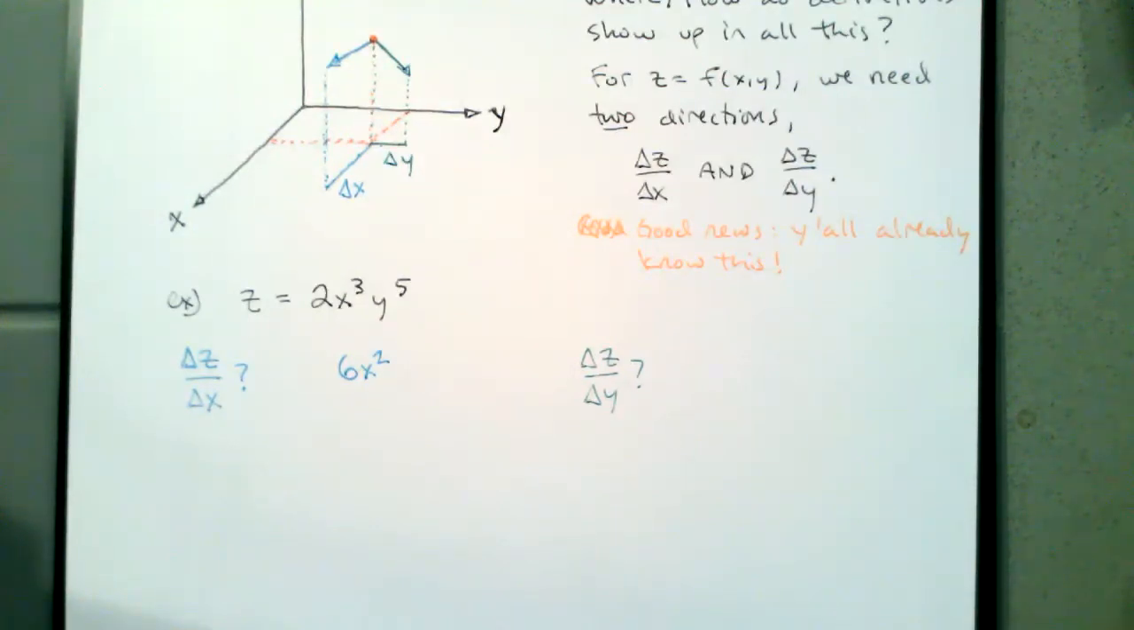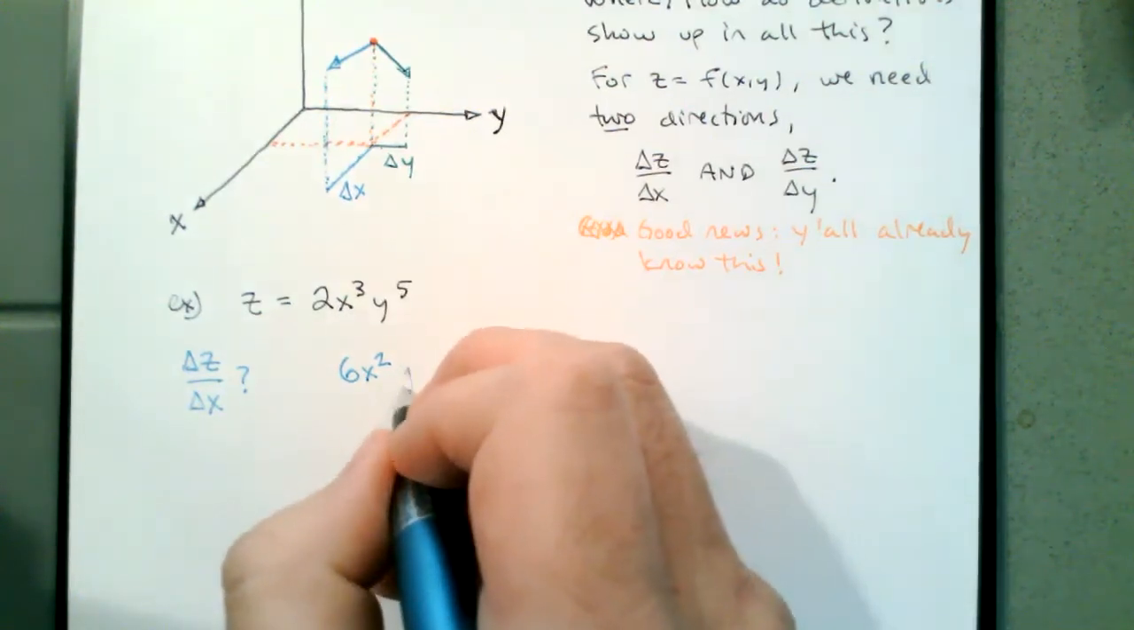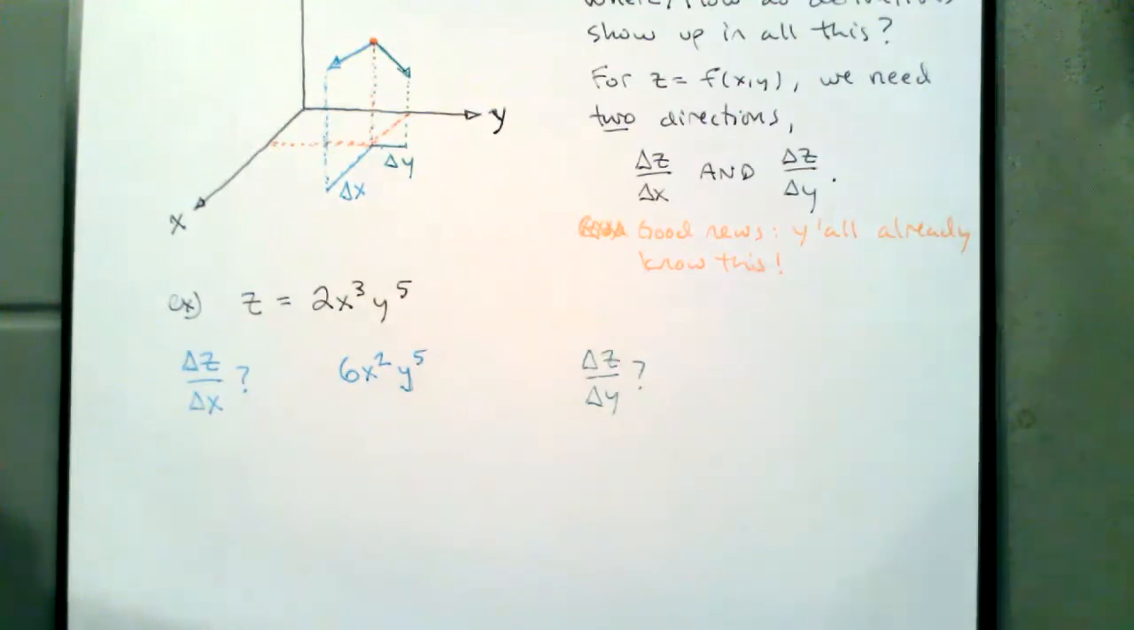And we'll keep the y to the fifth. So there seems to be consensus that we'll have the 6x squared and we'll just keep the y to the fifth. What about dz dy? Let's follow that same pattern and guess what we would use to find dz dy. We'll have a 10y to the fourth, and then just keep the x cubed.